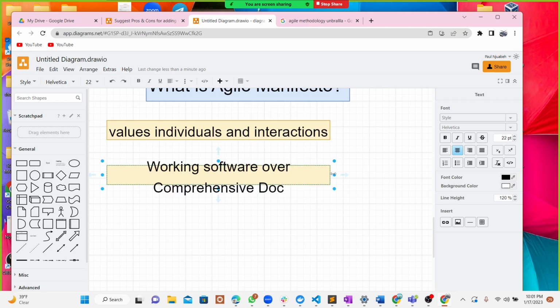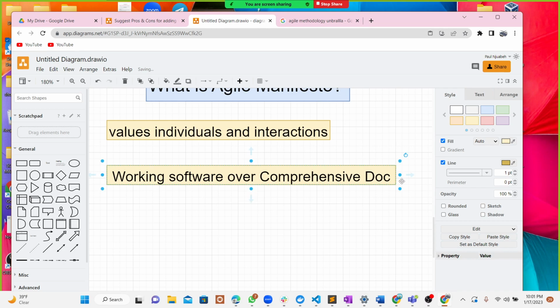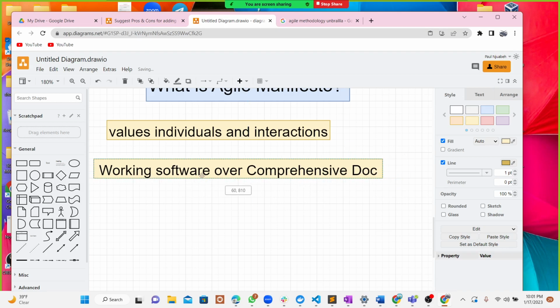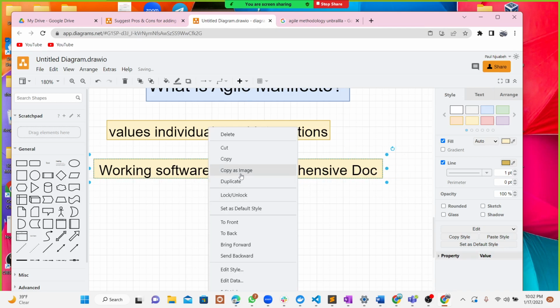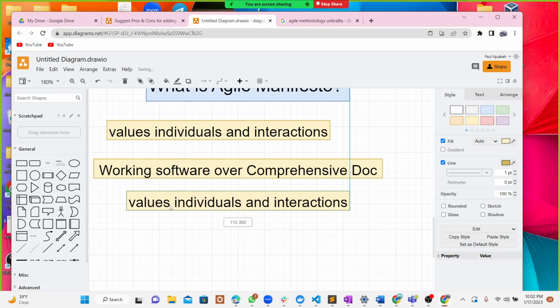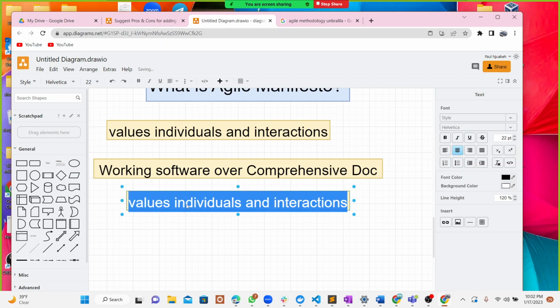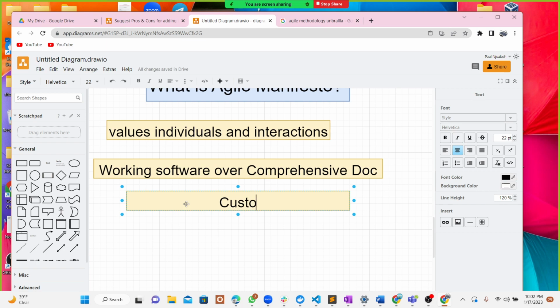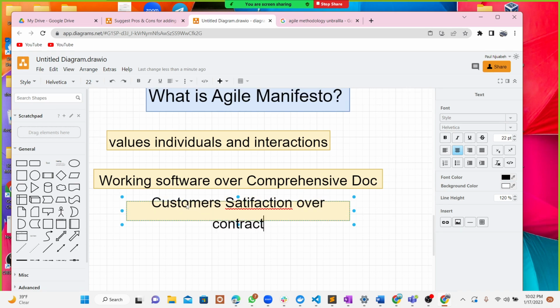Next, they said they will prefer customer satisfaction over contract negotiation.